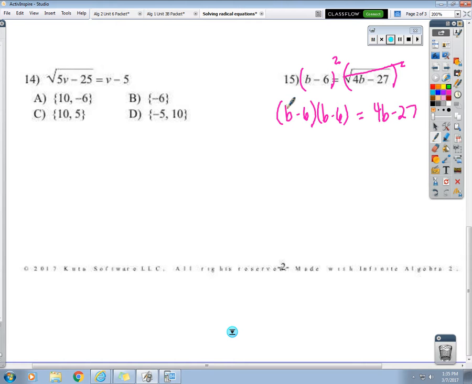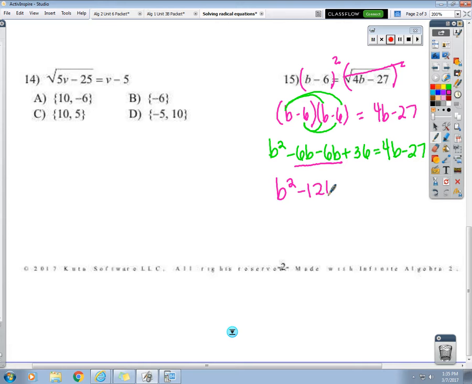FOIL, or just distribute. B times b is b squared. B times negative 6 is negative 6b. Negative 6 times b is negative 6b. And negative 6 times negative 6 is positive 36. Okay, now what will I do? Combine like terms. On this side only at first. And that becomes what? Okay, now what will I do? Correct. Bring everything on this side over here.